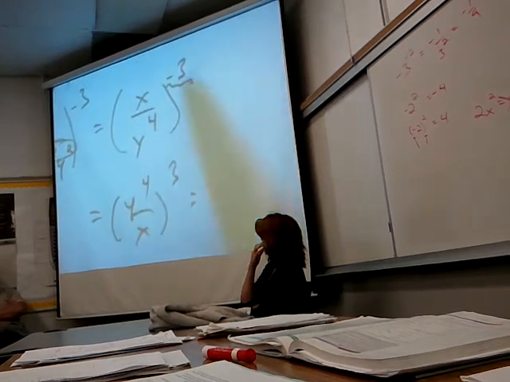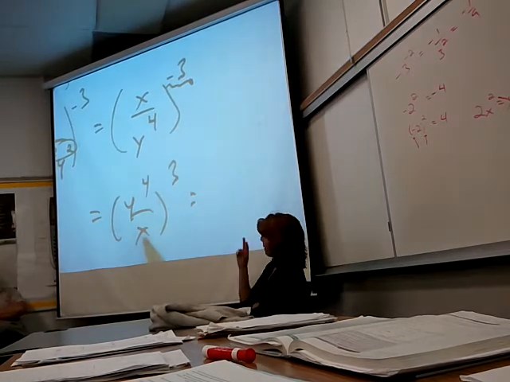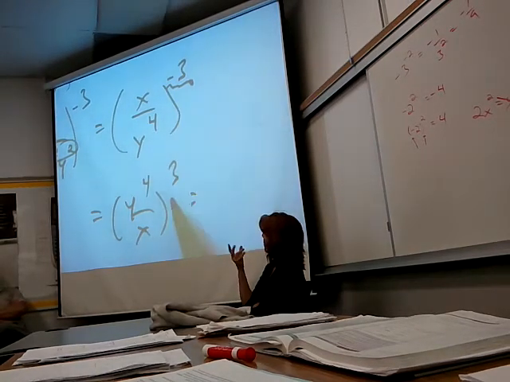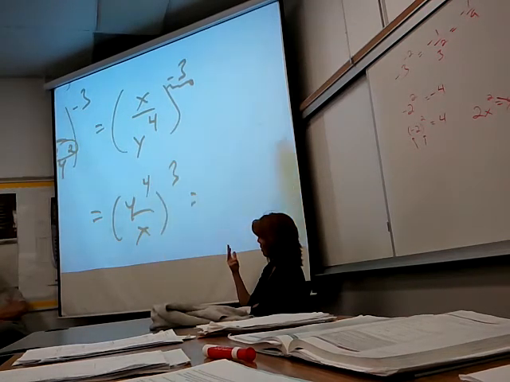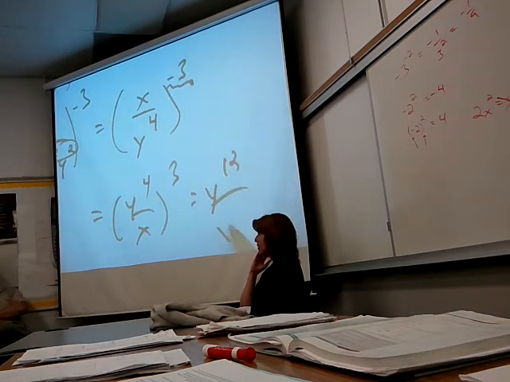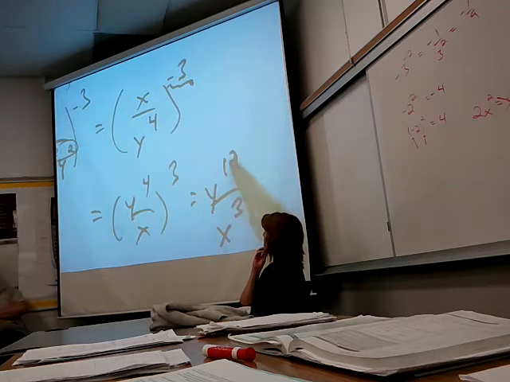See, then this y tells me to square it. I flipped it, but I still have to cube it. And what I get when I cube it is y to the 12, 12 x to the third over x to the third. I like it.